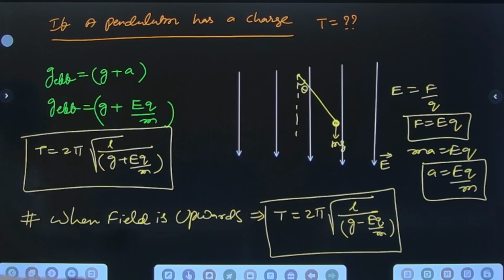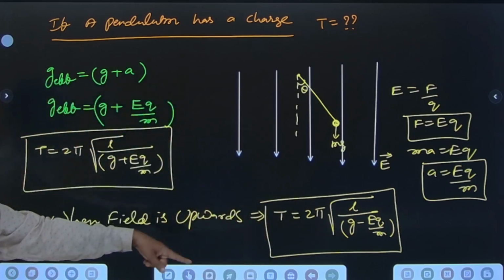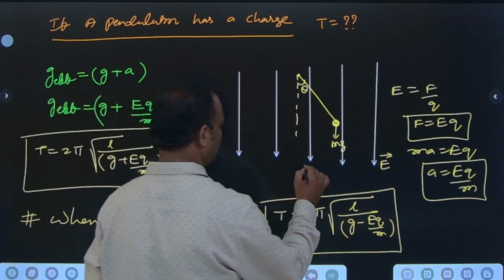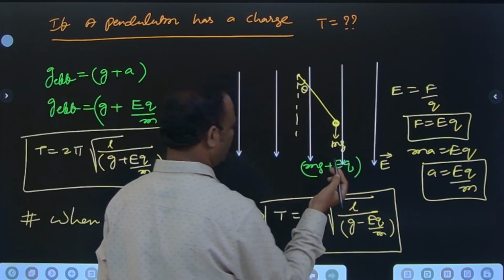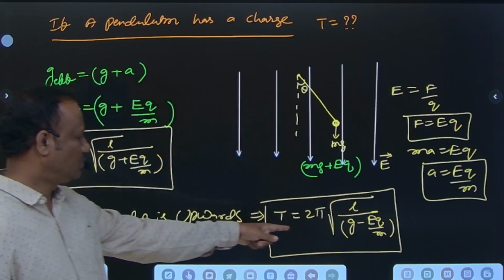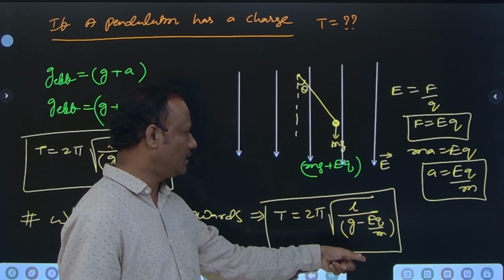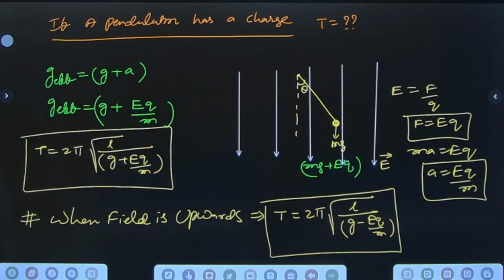When the field is downward, the force is mg plus EQ. Upward means mg minus EQ, so that gives G minus EQ by M. And for downward it is G plus EQ by M. So this is oscillation in an electric field.